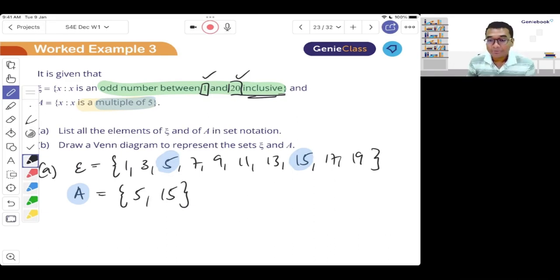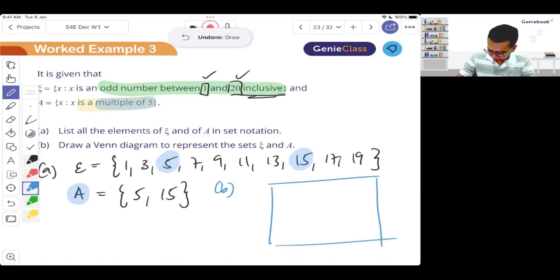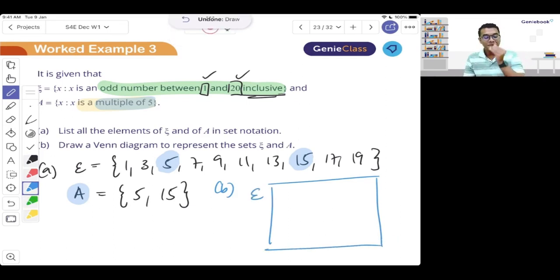Now, part B. How do we draw a Venn diagram to represent these two sets, or rather just the universal set with set A? So, very, very simple. You want to start by drawing the rectangle. Okay, there you go. This is your universal set, and then followed by set A.